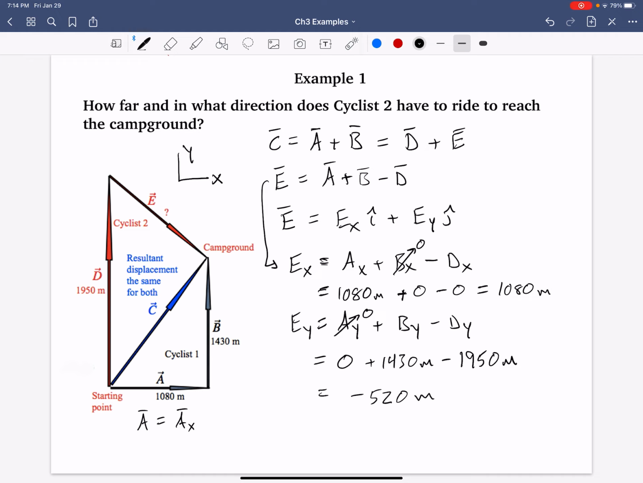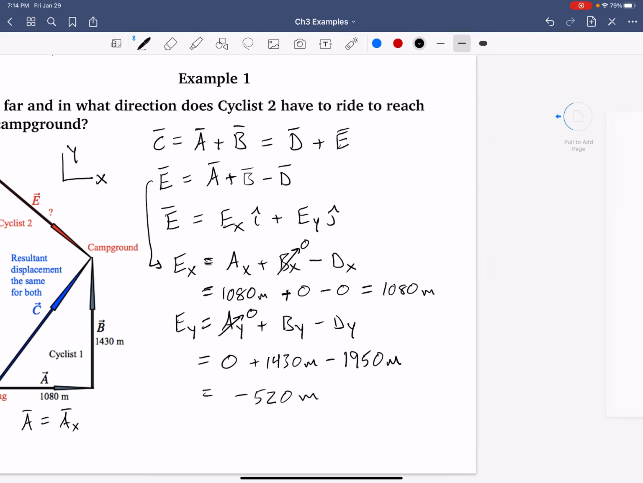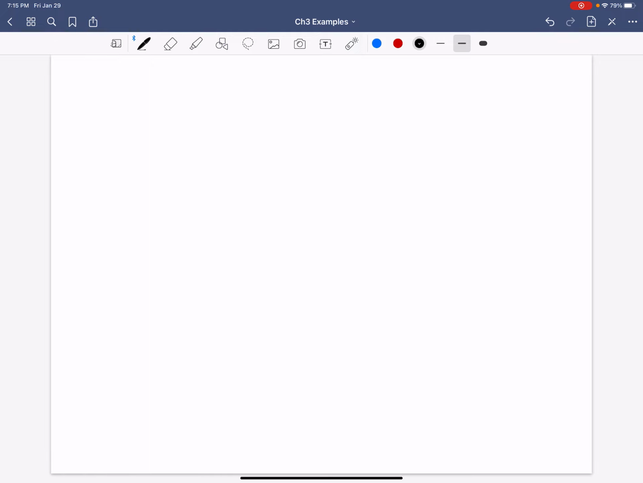So we have a magnitude for both, and we can find the overall resultant for EY, right? I believe we can. So I'm going to skip to the next slide because I'm running out of room quickly. So let's see. The magnitude of vector E is simply EX squared plus EY squared square root. And we just found those numbers.